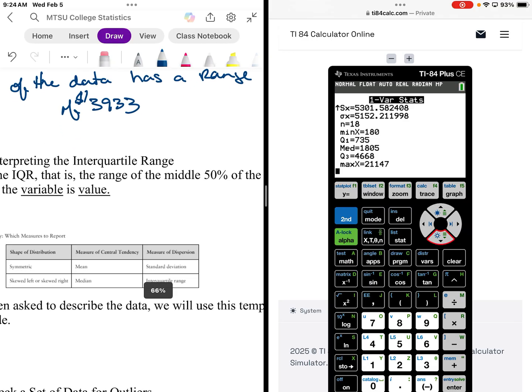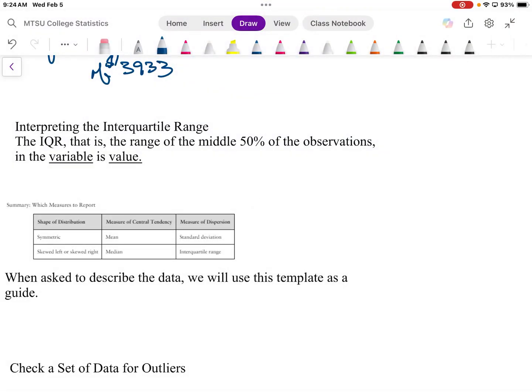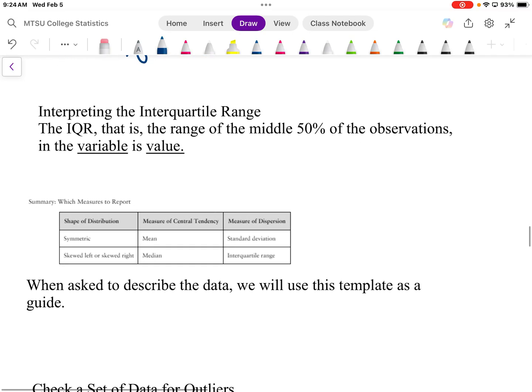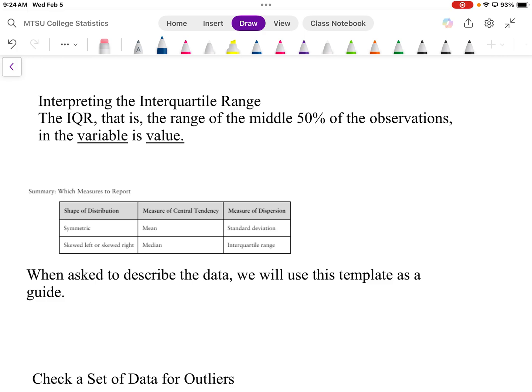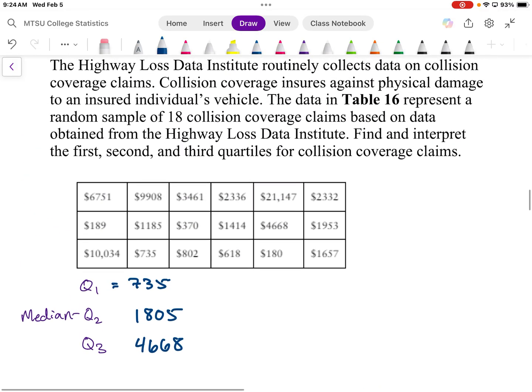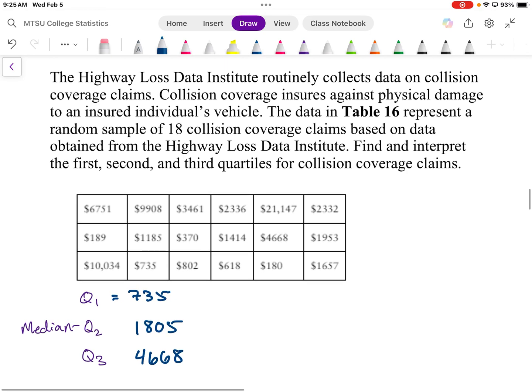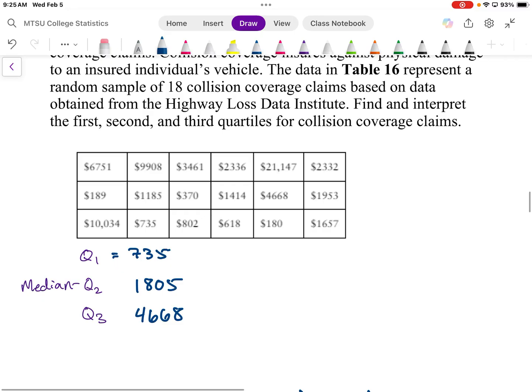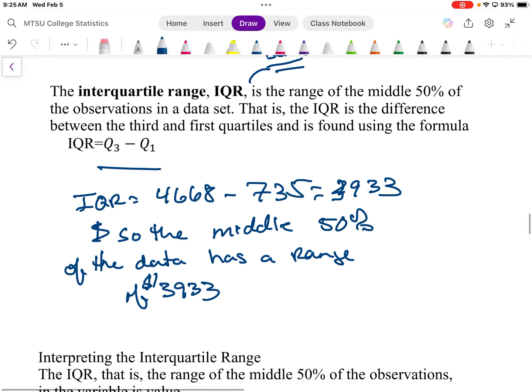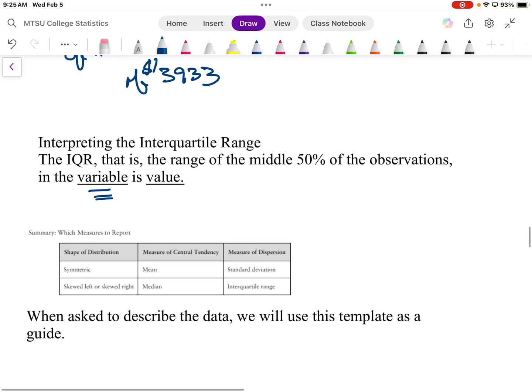So, here it is. As I get rid of the calculator, interpreting the IQR, again, I just did that example: the range of the middle 50% of the data. We usually want to use the context of the problem. So for the last one, collision coverage, the middle 50% of the data for coverage claims had a range of $3,933 is what we'd say on that one.